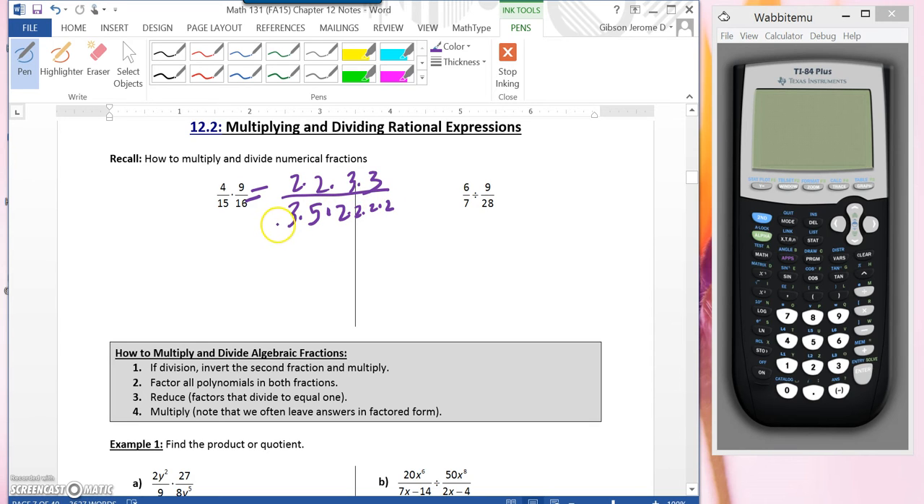Now we simplify what they have in common. We have 3's in common and 2 sets of 2's in common, which will leave us here with 3 over 20. And that is the final answer.